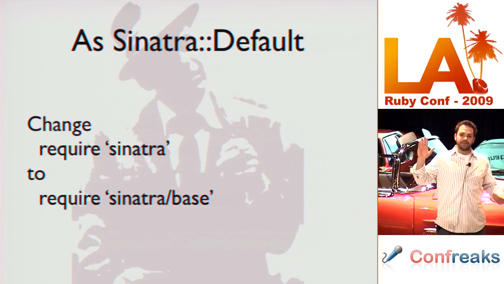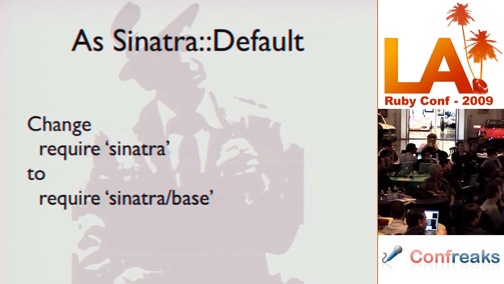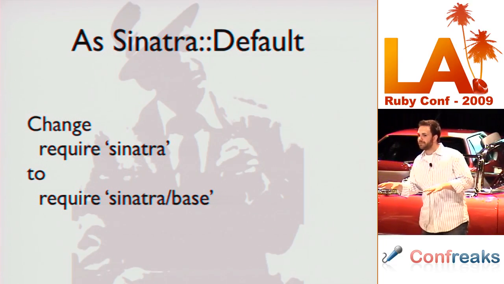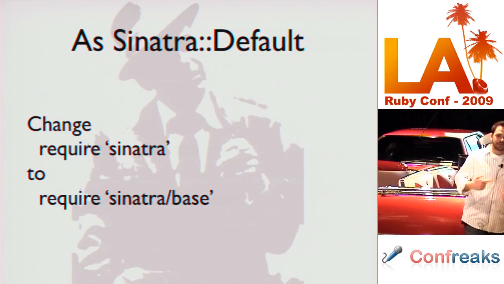How many of you use Test::Unit? Right. So whenever you run it with just Ruby, it runs your tests magically somehow. That's because it has an at_exit in it.